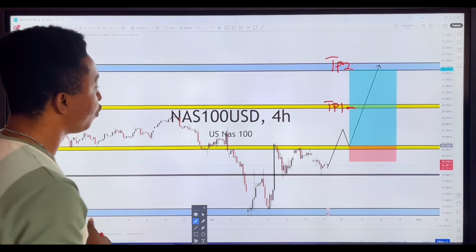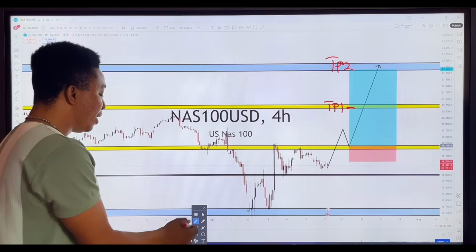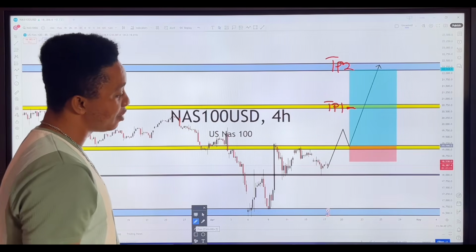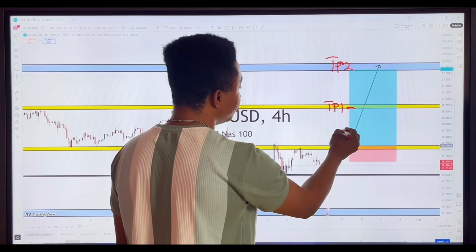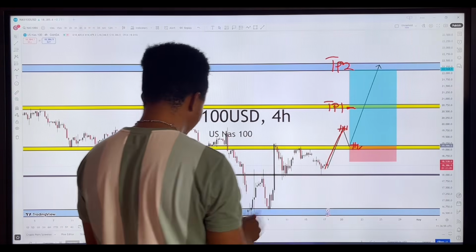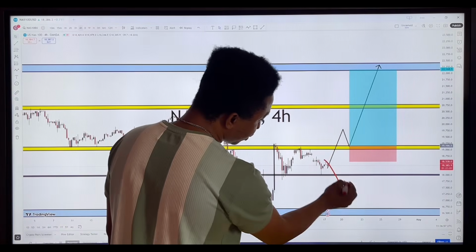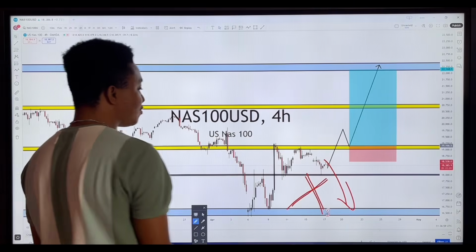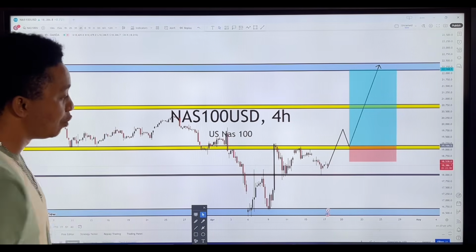So that is it for NAS100. Now, what will make this setup invalid? This setup will become invalid if the bias fails to break above to give us the higher high and the higher low that we need for entry. But instead, if it drops all the way down, then this setup becomes invalid for entry.